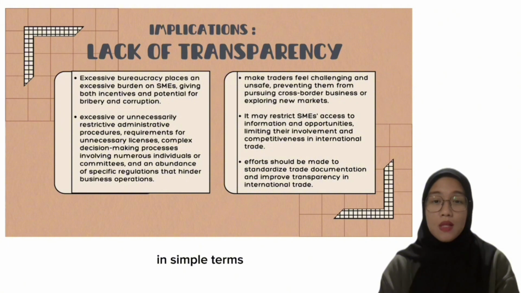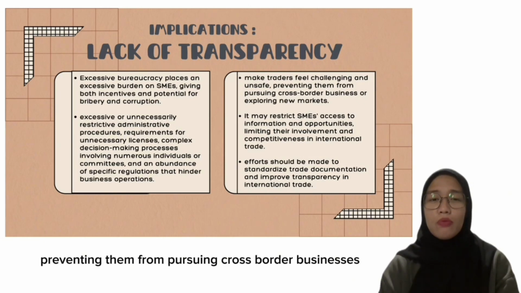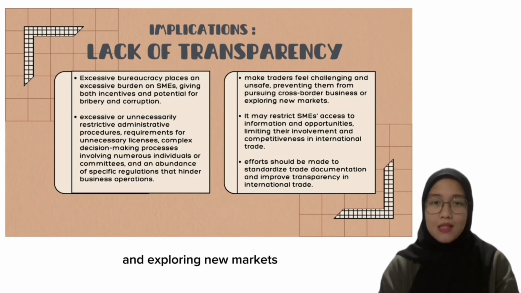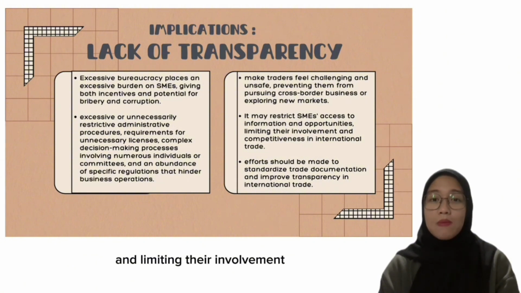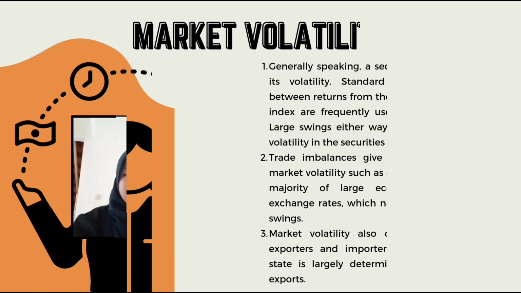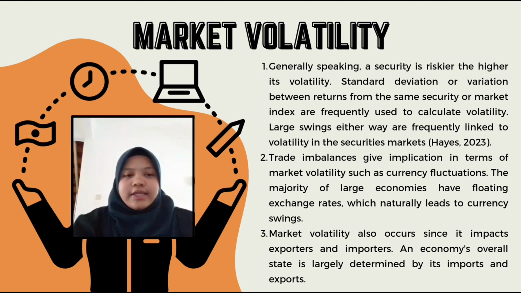In simple terms, excessive documentation and a lack of transparency can make trade deals challenging and unsafe, preventing SMEs from pursuing cross-border businesses and exploring new markets. It may also restrict SMEs' access to information and opportunities, limiting their involvement and competitiveness in international trade. Next, we move to the implication of trade imbalances, which is market volatility.